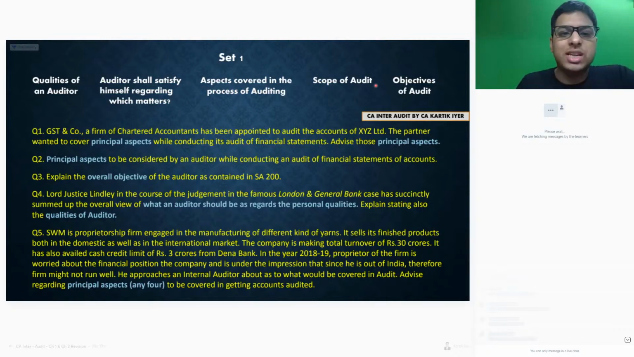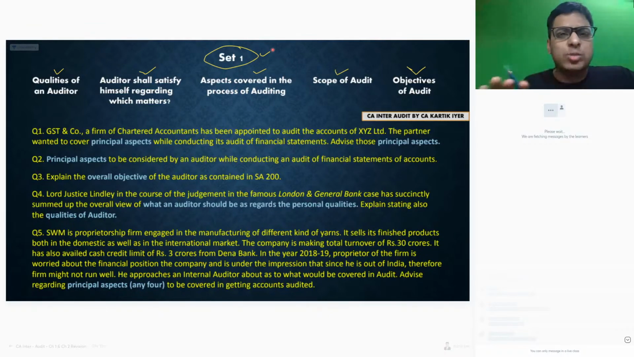Okay, first you can see here that is the set 1 of CA Inter Audit Chapter 1, that is nature, scope and objectives of audit, right? In set 1, I have put 5 answers. First is qualities of an auditor. Second is auditor shall satisfy himself regarding which matters. What should the auditor satisfy himself with? Third is aspects covered in the process of auditing. Fourth is scope of audit. And at the end, you have objectives of audit. This is in set 1 of chapter 1.